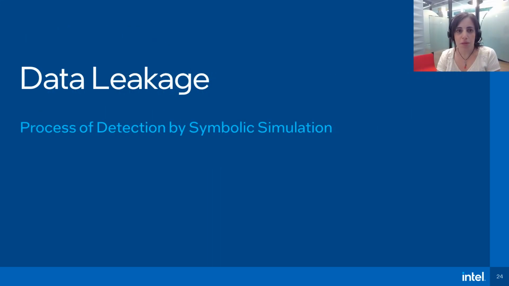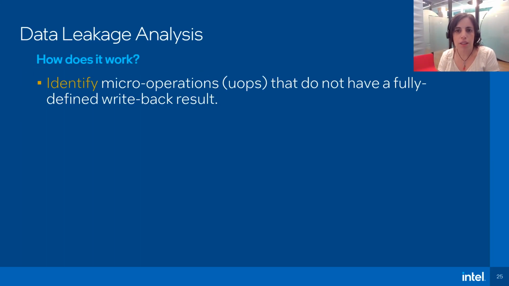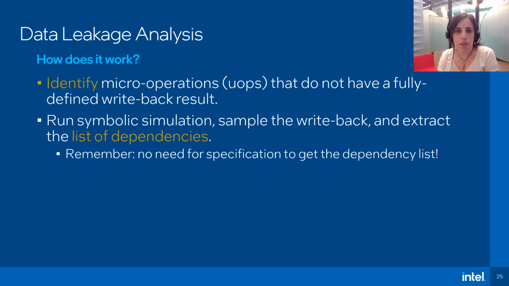So how does it all come together? The process of detecting data leakage risks started from identifying the operations that do not have a fully defined write-back result. Then we would run symbolic simulation, which we will do anyway on a weekly basis as the execution cluster is fully covered by our formal verification environment. We sample the output, the write-back, even in cases where it is not defined, extract the dependency list of each operation, and search for red flags.